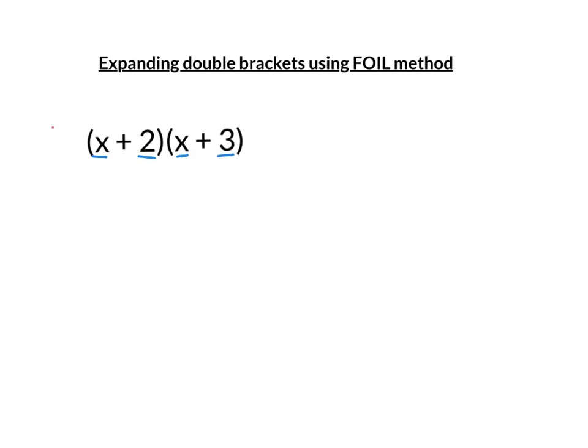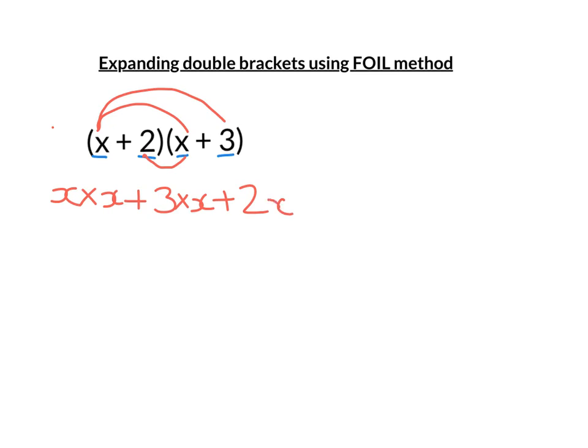So let's multiply the two first terms in each of the brackets. So that's going to be x times x. And then add to that the first term in the first bracket and the last term in the second bracket, so 3 times x. Now we're going to multiply the second term in the first bracket by the first term in the second bracket, and then do the last terms, so 2 times 3.